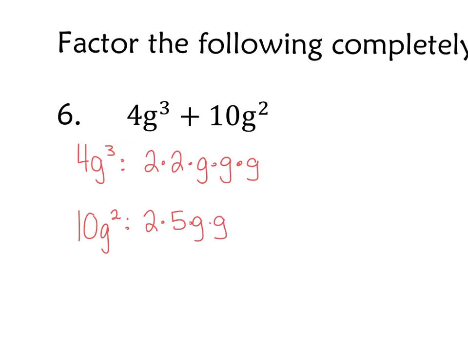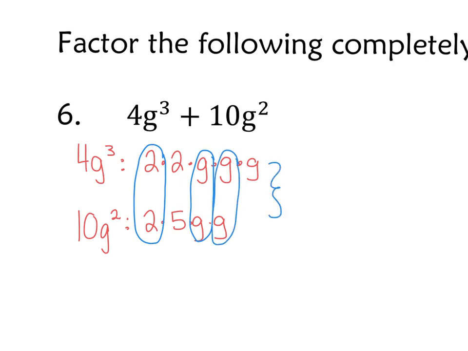When looking for the greatest common factor, you find what they have in common. They both have a 2. They have a g here and a g there. So the GCF, the greatest common factor, you multiply that together. So it's going to be 2g squared. If they had a 3 in common as well, it would be 6g squared.